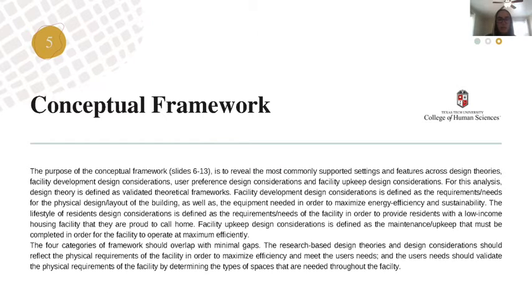The lifestyle of residents design considerations focus on what needs to be incorporated in the design of the facility in order to meet the residents' needs. And then lastly, the facility upkeep design considerations will discuss the maintenance that must be performed in order to keep the facility operating at maximum efficiency. These categories should all overlap, allowing the types of spaces that are needed for the facility to be determined.